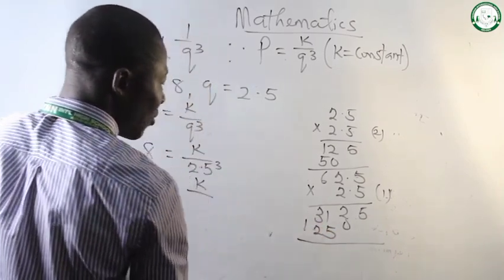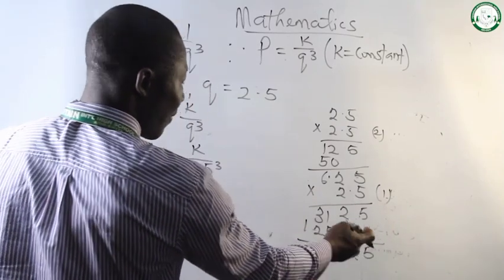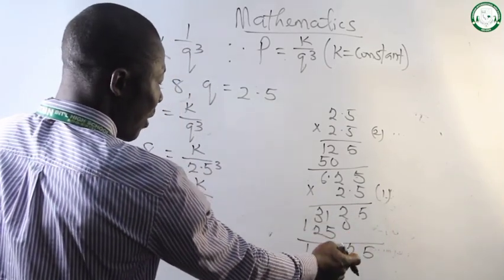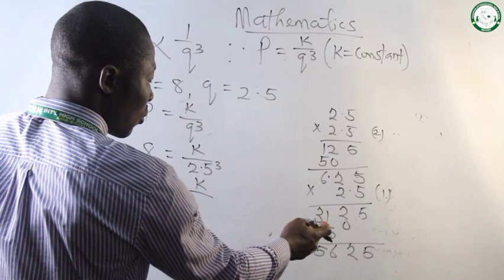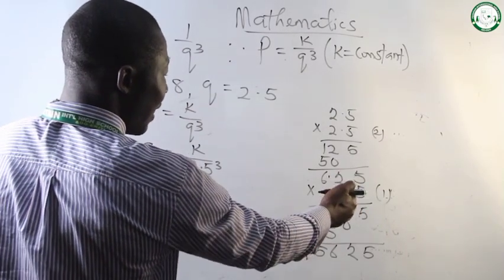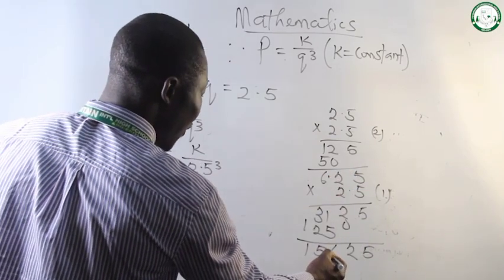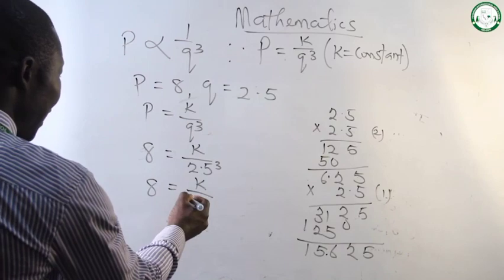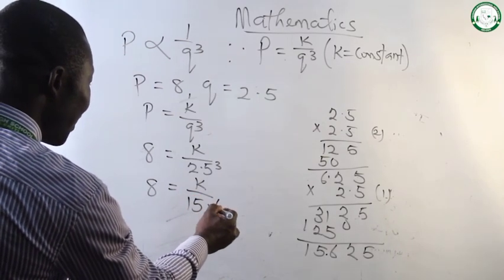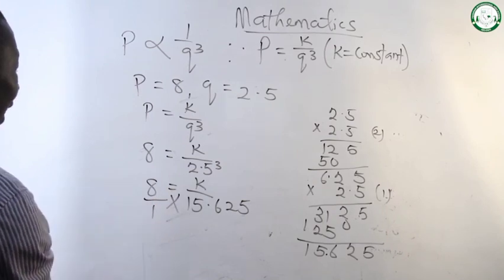So let's add everything together. This one will give us 5. This one will give us 5. 1 plus 5 will give us 6. 3 plus 2 will give us 5. And 1. Don't forget the decimal places here, 1, 2, 3. So this one gives us 15.625. We also cross multiply.